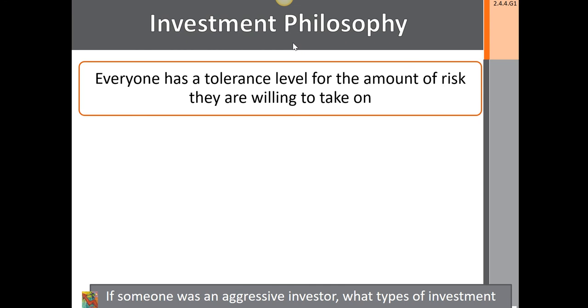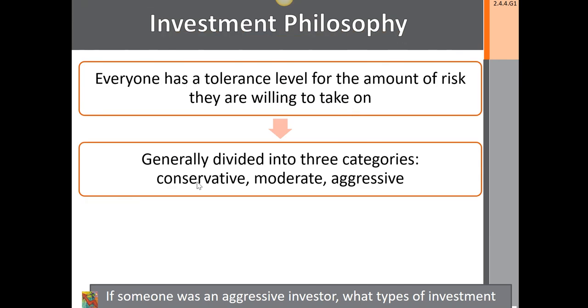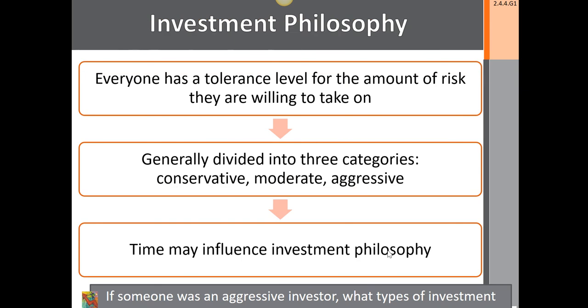This is whatever philosophy you're going to invest with. Everyone has a tolerance level for the amount of risk they are willing to take on. So it's conservative, moderate, or aggressive. And time may influence how you want to invest. You really need to think about what you want to do because you will invest in the future. If you are smart, you will invest. Do you want aggressive, so high risk, high return? Do you want it moderate, kind of in the middle, or do you want low return but a very, very safe investment?